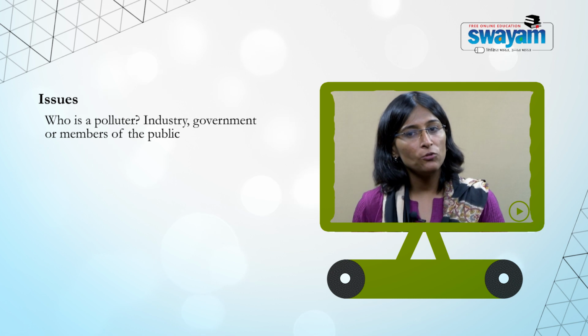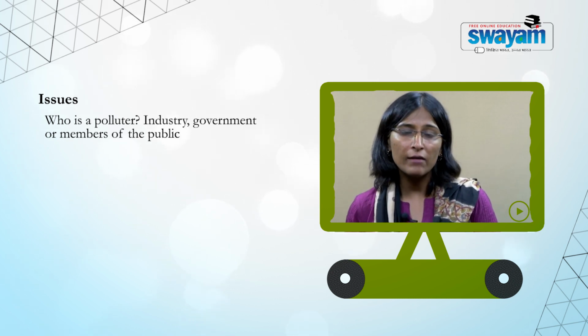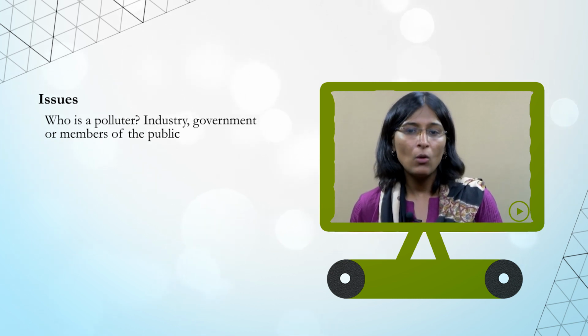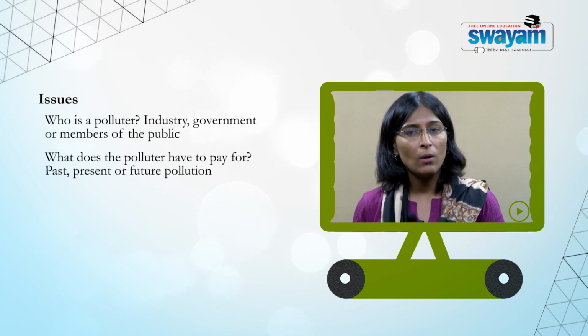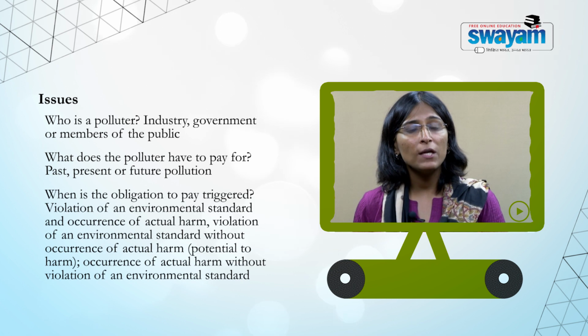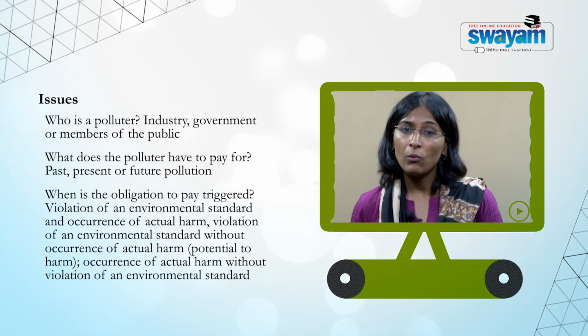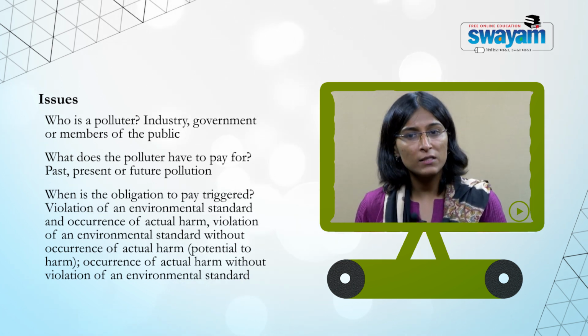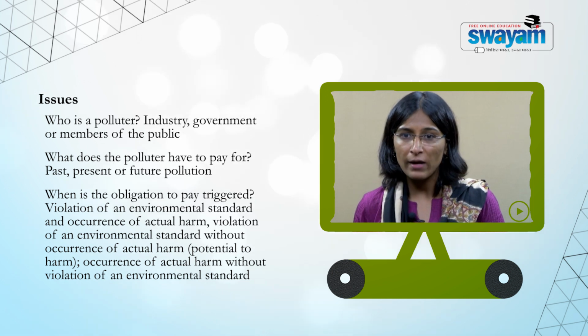Firstly, who is a polluter? Is it an industry, the government or members of the public? What does the polluter have to pay for? Past, present or future pollution? When is the obligation to pay triggered? When violation of an environmental standard takes place and there is occurrence of actual harm?